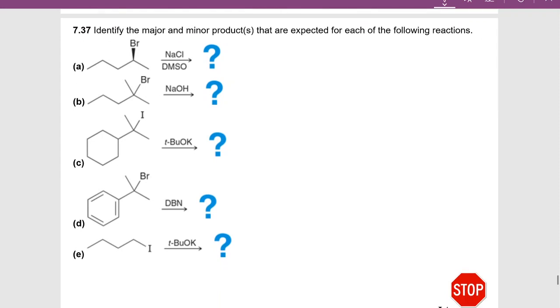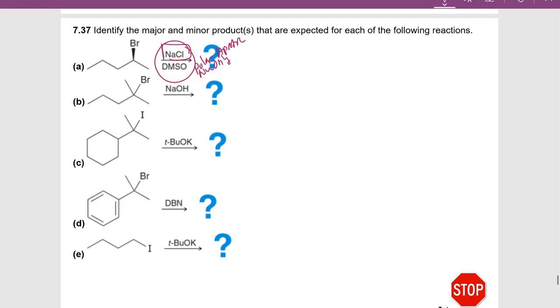So let's identify the major and minor products that are expected for each of the following reactions. Okay, so we've got sodium chloride and DMSO. That is a polar aprotic solvent. What do we know about those? They're not going to give us the unimolecular reaction. We're going to be looking at E2 and SN2. Okay. Sodium chloride is not a base. It's a nucleophile only.